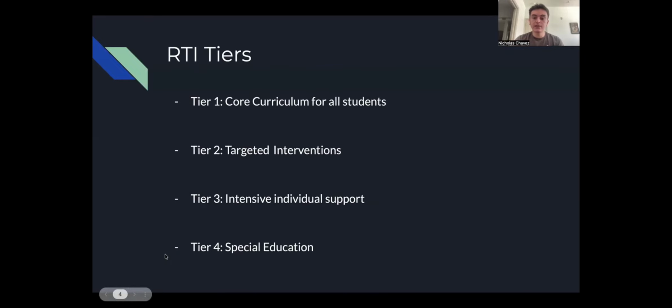RTI is often described as a multi-tiered system. Tier 1 is the general classroom instruction that every student receives. Tier 2 offers extra support for students who need it, such as small group instruction. Tier 3 is intensive, individualized instruction for students with specific needs. And some districts across the country also have a Tier 4 that is for special education services if needed.